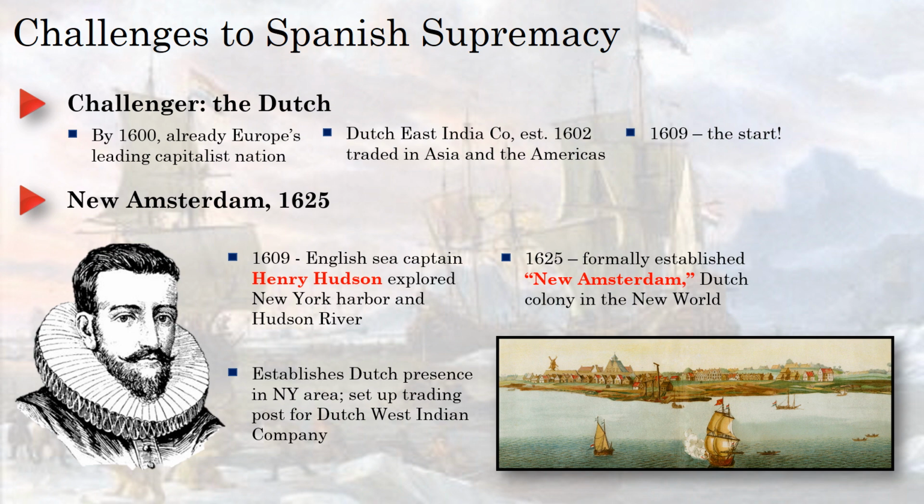And by 1625, this led to the formally established New Amsterdam, which is the first permanent Dutch colony in the New World. And by permanent, I mean it's going to be occupied up until this day, although it's not going to stay in Dutch hands.